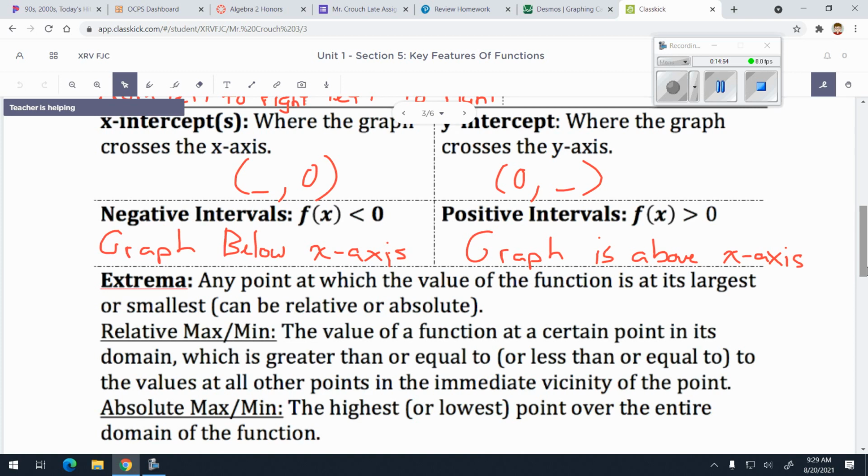Okay, for the next part, I'm just going to talk. There's no writing. So, extremas are points in which the function is at its largest or smallest peak, but there are two types. There are relative extrema and absolute extrema. Relative extrema means that it is only the highest point compared to the points around it. Absolute means it's the absolute highest or lowest you're ever going to reach.